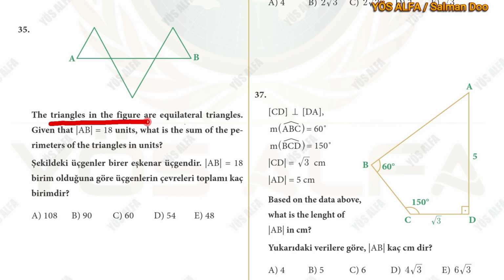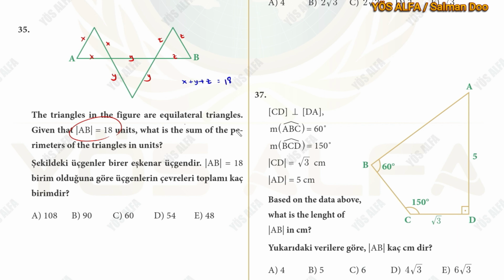The triangles in the figure are equilateral triangles. Let's just name them. This is x, this is x, this is x. Let's say this is y. All the sides are equal, and this is z, that is z. This one is also z. AB is equal to 18. So AB is the sum of x plus y plus z.